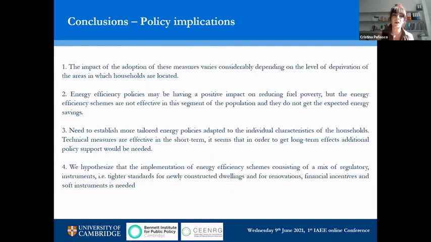So we can derive several policy implications. There is a lack of effect on the poorest segment of the population, which may provide a rationale to focus the attention on the barriers that may prevent those households from getting potential energy savings. Energy efficiency policies may be having a positive impact on reducing fuel poverty, as I just said, but the energy efficiency schemes are not effective in this segment. We also need to establish more tailored energy efficiency policies adapted to individual characteristics of households. Technical measures are effective in the short term, but not that much in the long term.